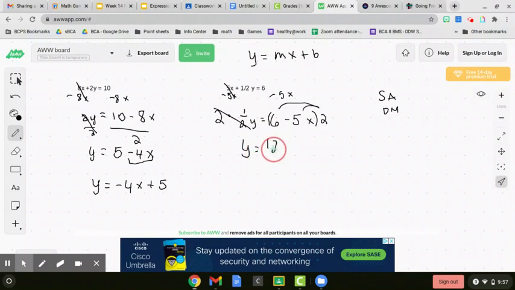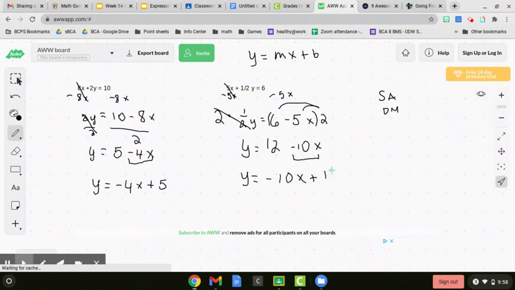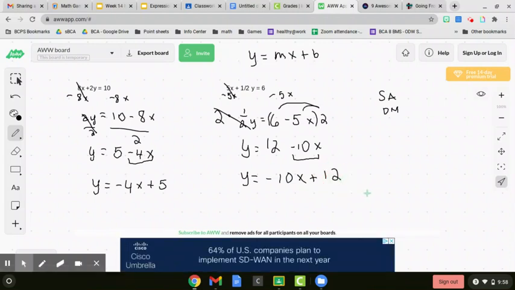12 minus 10x. And you can see again, we've got x on the right side of this expression when we'd really like it over here. So we can just flip-flop them. Just make sure that since this is negative, it stays negative. So we get y equals negative 10x. There's our slope, negative 10. Plus 12.